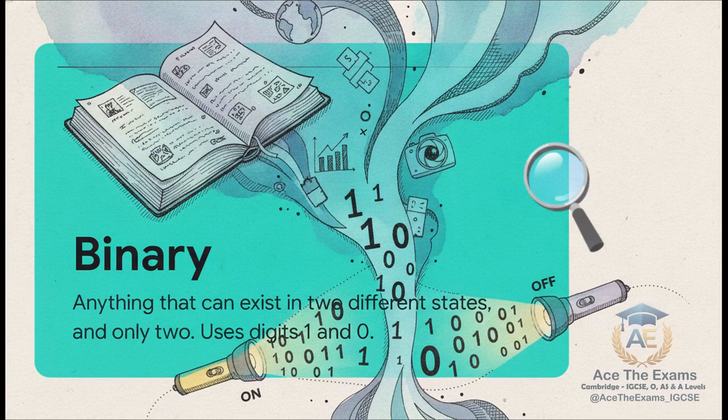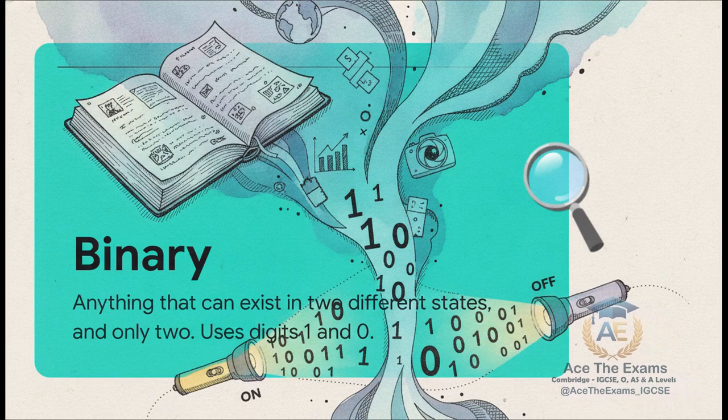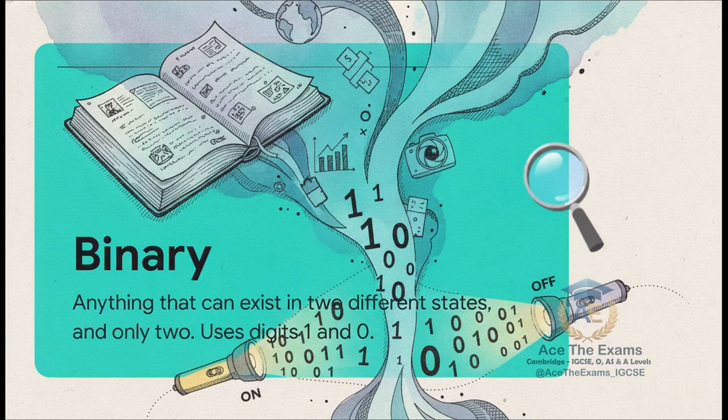This is what binary is. Any system that exists in exactly two different states, and only two, is a binary system. Think of a simple flashlight, right? It's either on or it's off. There is literally no in-between. To a computer, everything has to be broken down into these fundamental states.